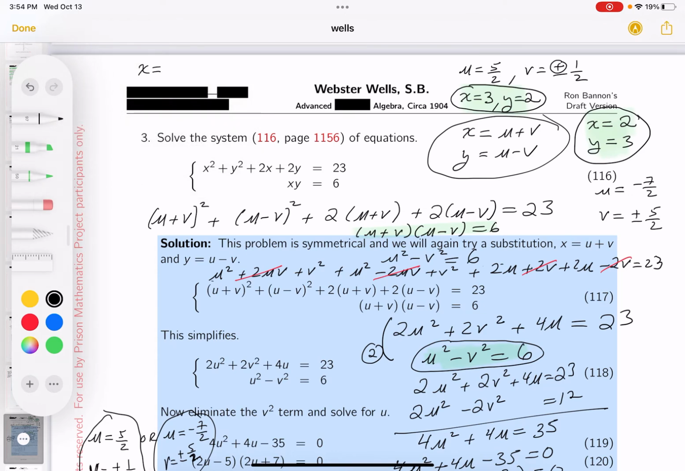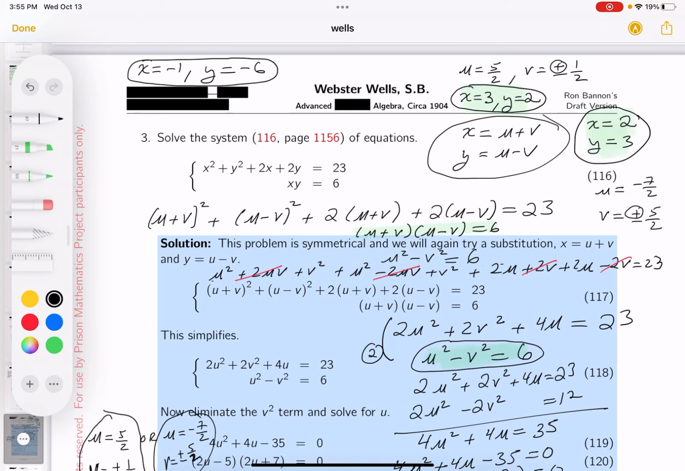And I'm going to say the x is u plus v. And I want to do the plus first, because I think it's easier for me. So minus 7 plus 5 is minus 2. Minus 2 divided by 2 is minus 1. What would the y be? Be minus 7 halves minus 5, which is minus 12, divided by 2 is minus 6. I think that might be an answer, too.